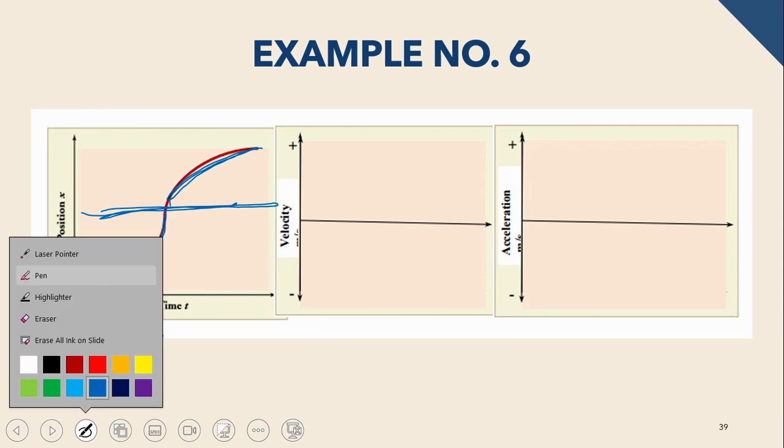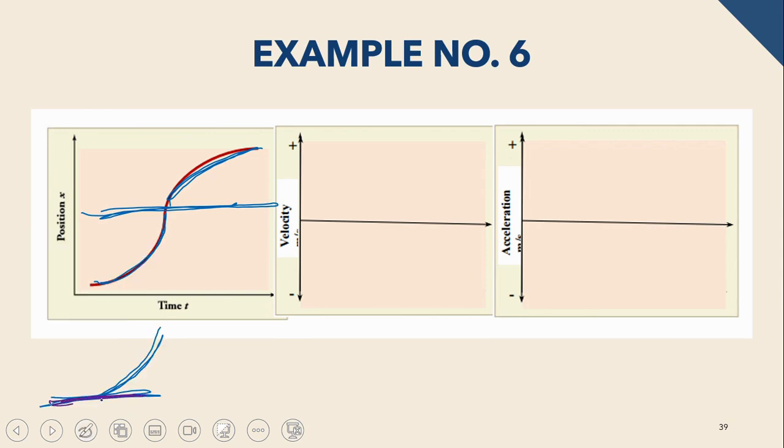Let me change the color. We start with a pretty flat slope, or pretty low velocity. But then our slope seems to get steeper and steeper. So basically what's happening is that we're gaining speed. And this is happening in the positive direction. How do we know? Because our position is getting higher, in the positive direction.